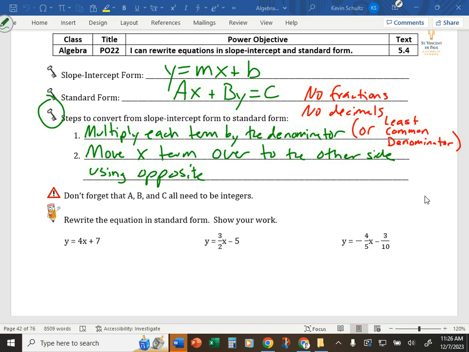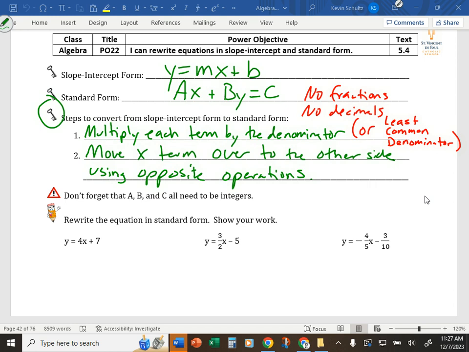Okay, using opposite operations. And that's it. Just 2 steps. So y equals 4x plus 7. There is no fraction in y equals 4x plus 7. So do we care about step 1? No. Beautiful thing. So we go straight to step 2.